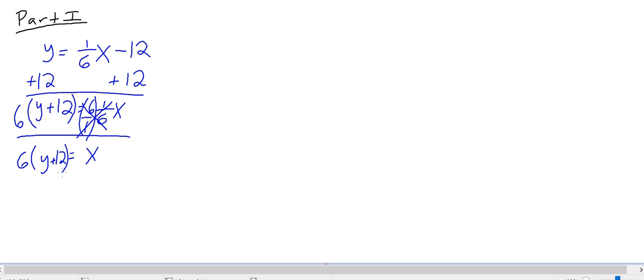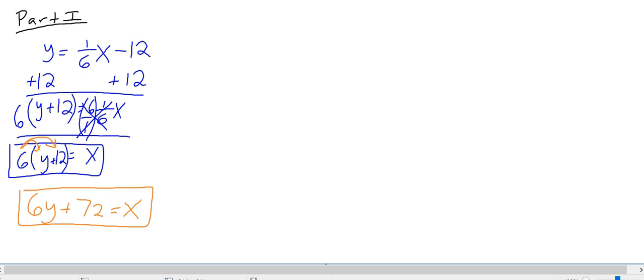You could either leave your answer like this: x is equal to 6 times (y plus 12). That would be perfectly correct. Or else you could distribute the 6 over the y and over the 12. You could write 6y plus 6 times 12, which is 72, is equal to x, and this is equally correct. Let's do another example.